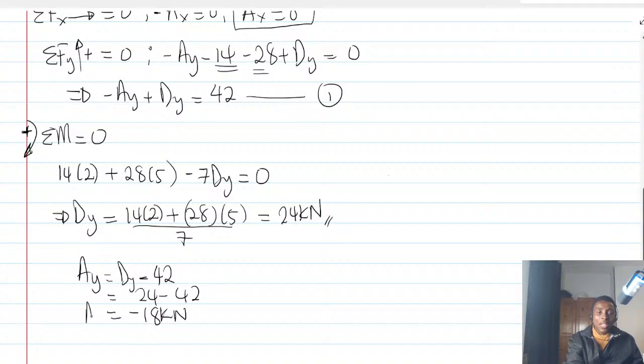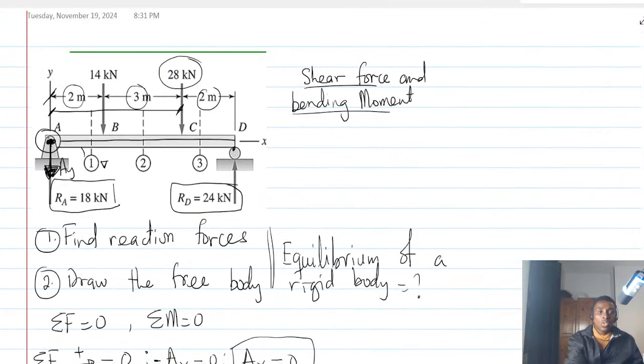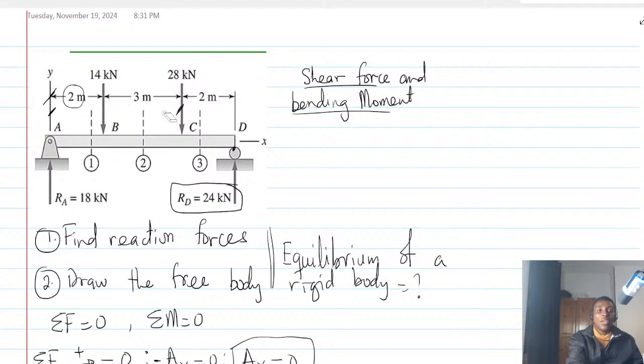You know the reason why it's minus? It is minus because we assume that the reaction at A is coming down. Meanwhile, it was going up. So that's why we got negative. So it means we have to go back and put the reaction at A. I think it's already there. So this is the first step. All right, so we are done with the first step.